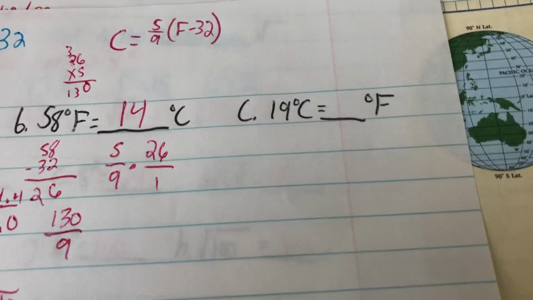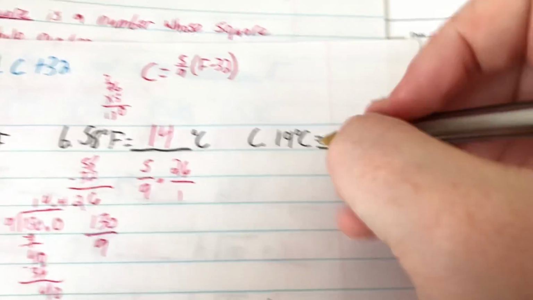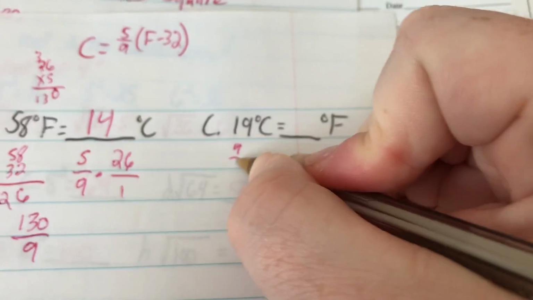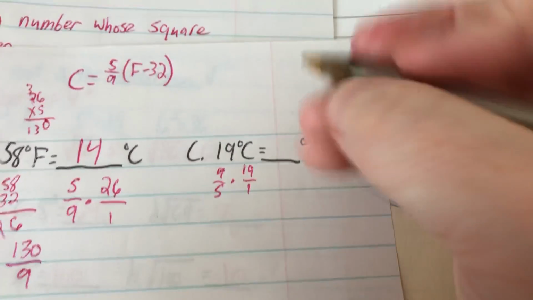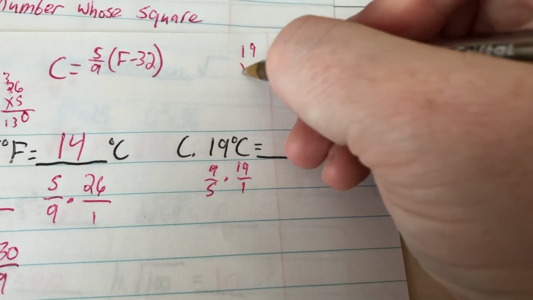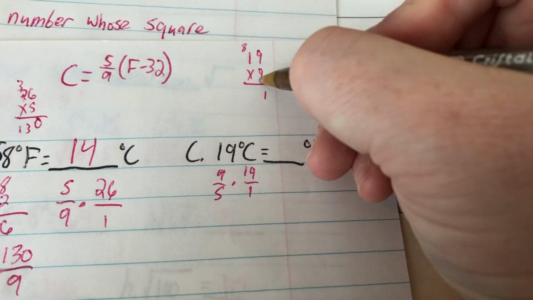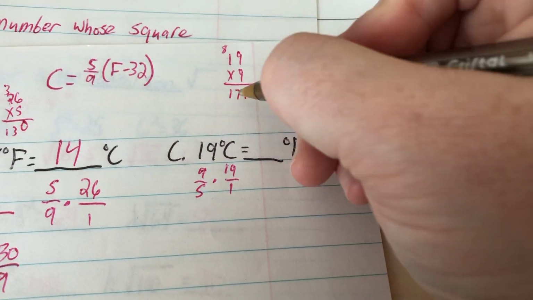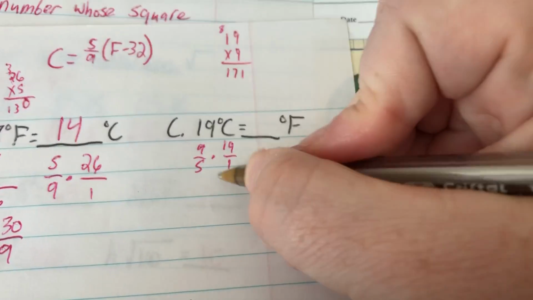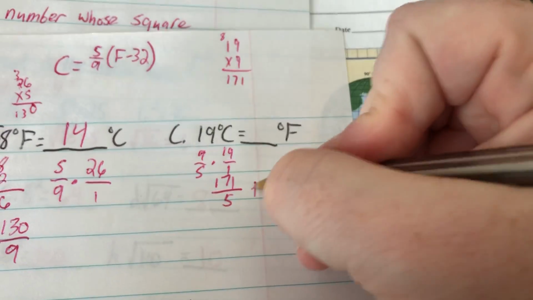Okay, 19 degrees Celsius. I'm using that blue formula again. So 9/5 times 19 over 1. Cannot simplify. I'm going to come up here and do 19 times 9. 9 times 9 is 81. 9 times 1 is 9. Plus 8 is 17. So it's going to be 171 over 5 plus 32.